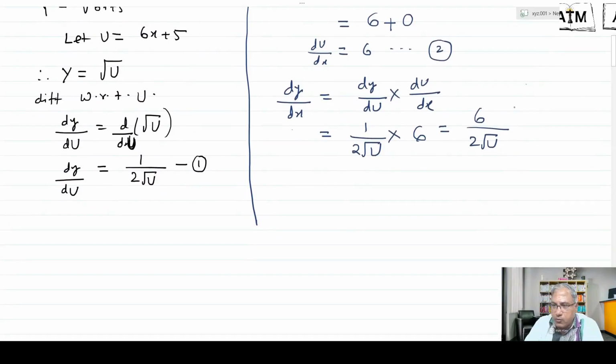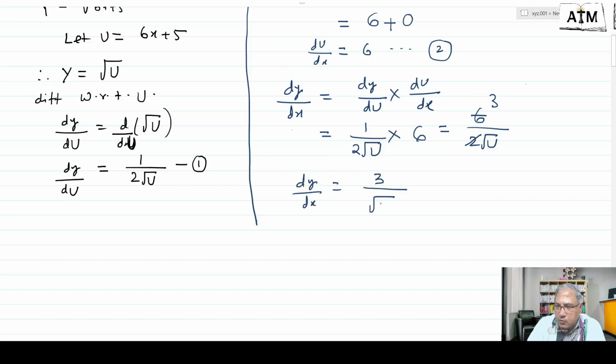Now what do you do? Here if cancellation is possible, you cut down, no problem. 2 1s are 2, 3s are cut down. So we get dy by dx equals 3 upon root u. What is u? u equals 6x plus 5. Therefore 3 upon root of 6x plus 5.